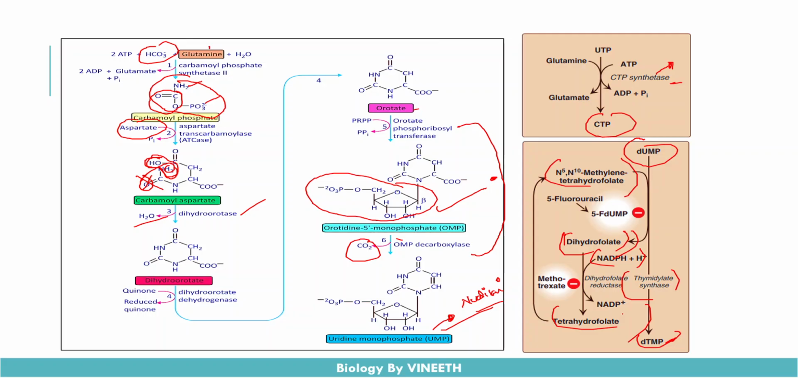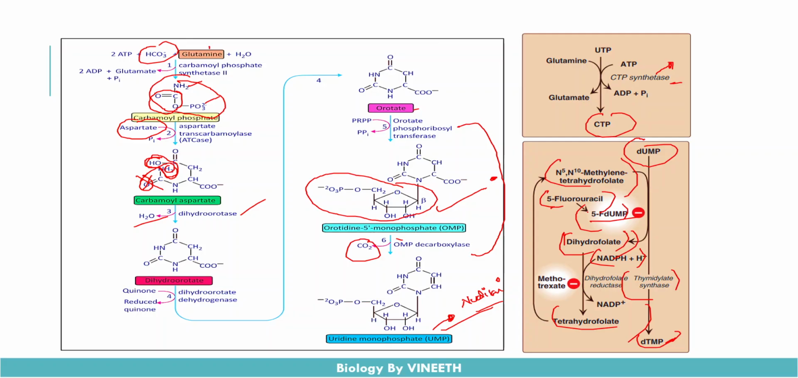Okay, now it has the four hydro groups. Okay, and this step is also inhibited by a base analog called 5-fluorouracil, which forms an intermediate known as 5-fluorodeoxyuridine monophosphate. Okay, so this is an intermediate which blocks the conversion of UMP to dTMP, and this is majorly done by 5-fluorouracil, which is a base analog.